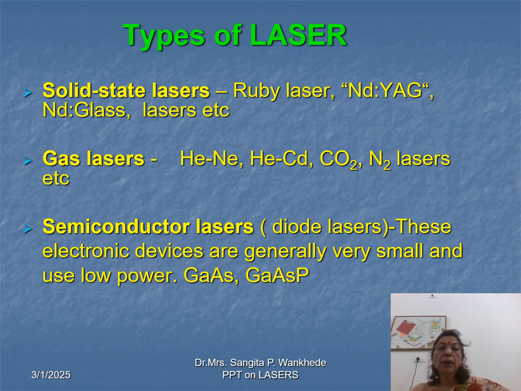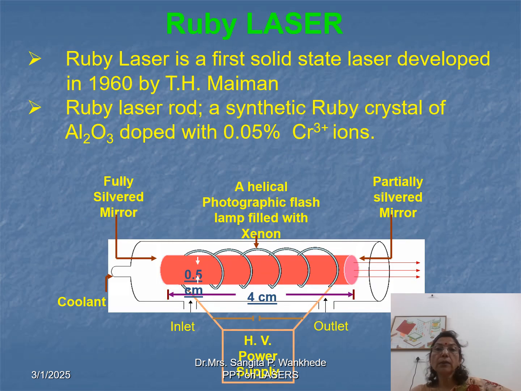There are three main types of laser: solid state laser. In case of solid state laser, ruby laser, neodymium YAG, neodymium glass lasers are there. But in our syllabus, we will discuss ruby laser. Then gas lasers: helium neon, helium cadmium, carbon dioxide, and nitrogen lasers are there. In our syllabus, we will discuss the helium neon laser. Semiconductor lasers are also there; these are electronic devices, for example gallium arsenide phosphide. So mainly in this lecture we will discuss ruby laser and helium neon laser.